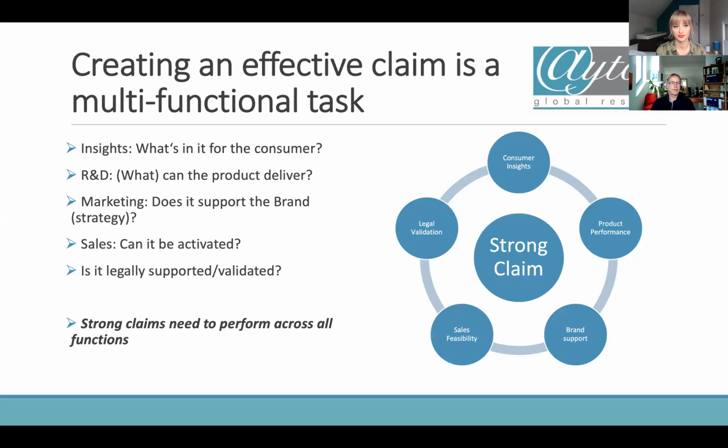And building on that, I think creating an effective claim is a multifunctional task. In the end, you need to have lots of functions involved. Insights, as I said, this is where the whole thing starts. This is where I like to start from. What's in it for the consumers, what the consumers want and need. R&D, of course, the product needs to deliver on this, otherwise it won't go anywhere. Marketing, of course, also needs to think about the brand and brand strategy. Is it on brand strategy? Does it support the brand or not? Sales, can it be activated?